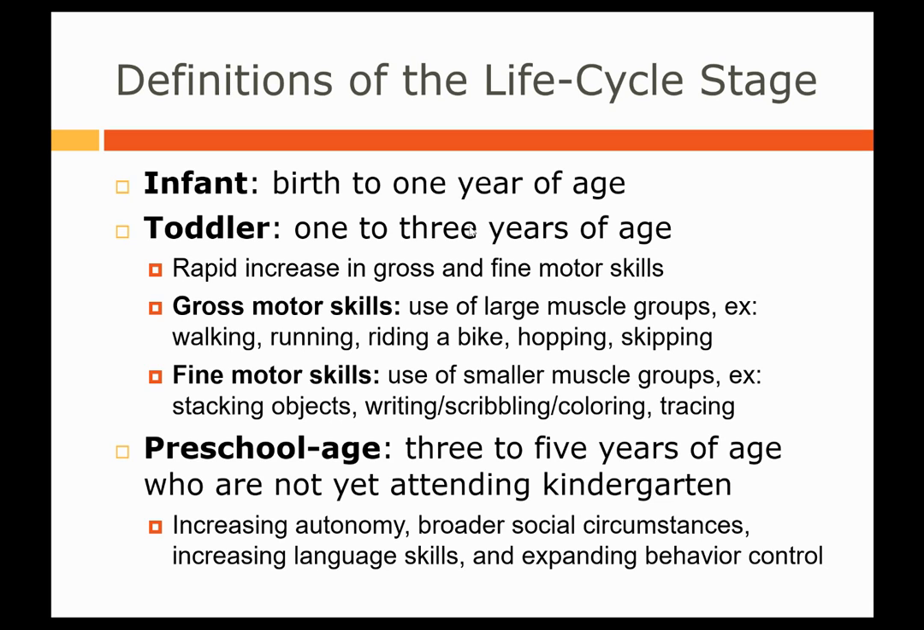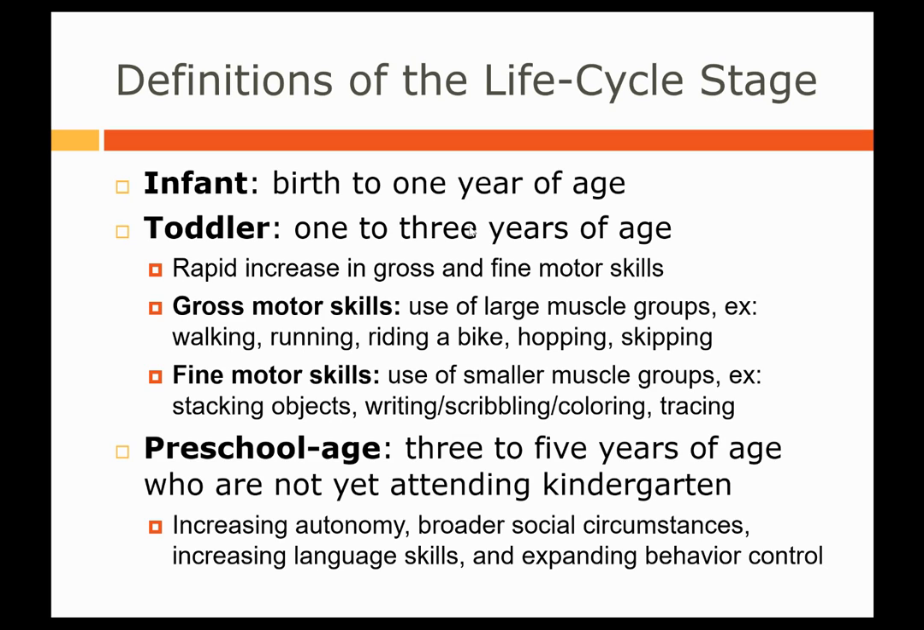There are distinct characteristics within each stage. One we focus on is that toddlers have this rapid period where they increase their gross and fine motor skills. These are important for feeding. Why? Well, gross motor skills are use of large muscle groups like walking, running, riding a bike, hopping, and skipping. And in terms of nutrition, those are all physical activities. So we want children to develop healthy gross motor skills, and to be able to move freely, to exercise to the best of their ability.